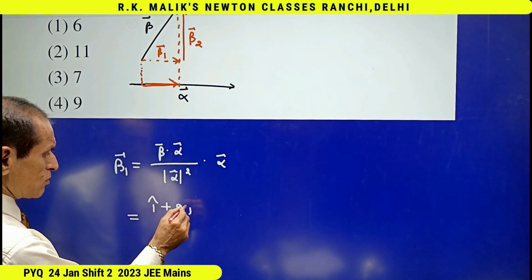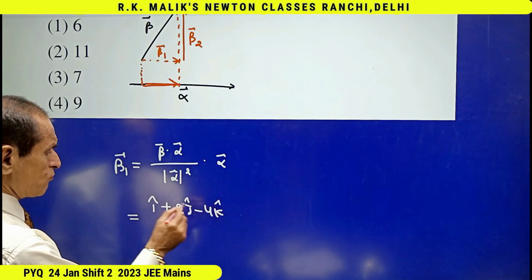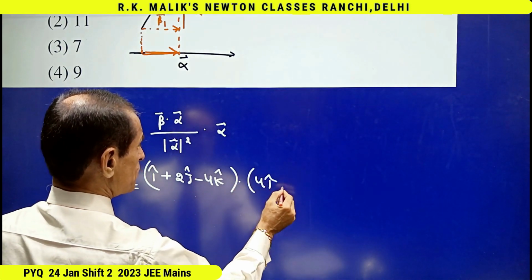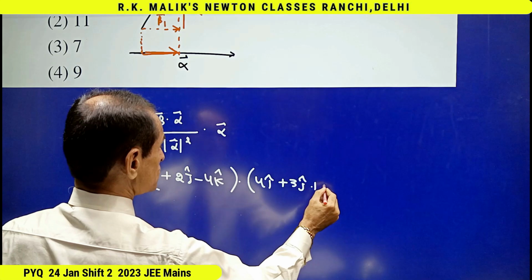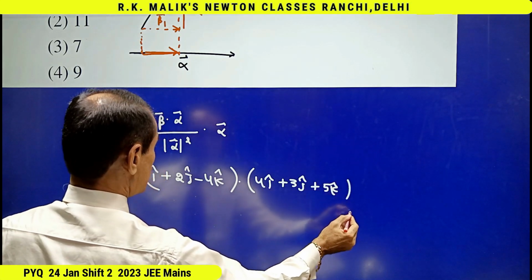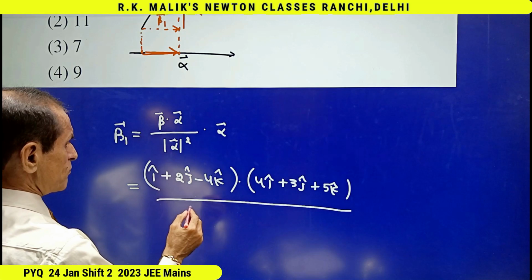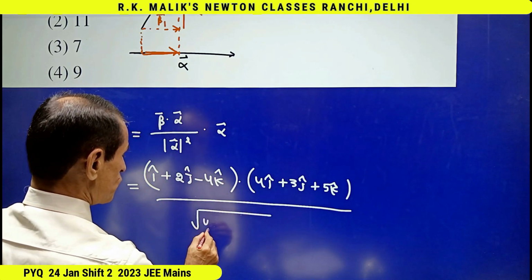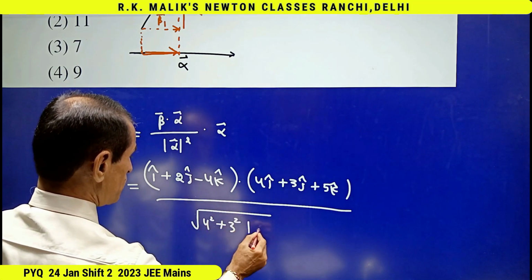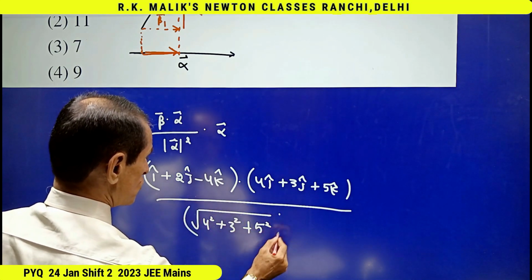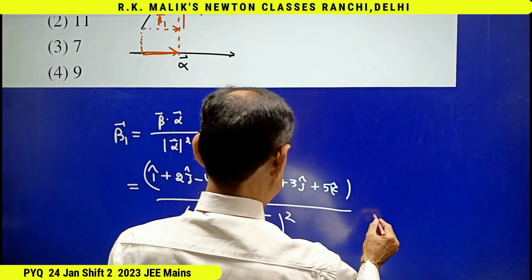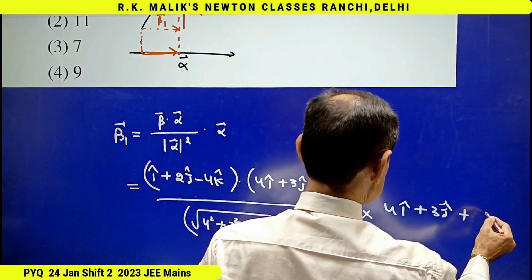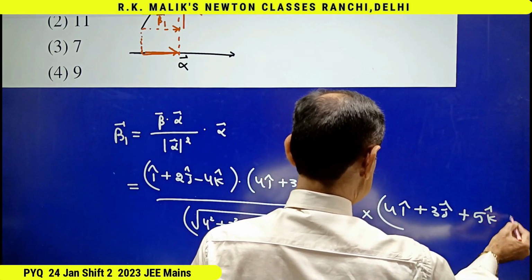i plus 2j minus 4k dot 4i plus 3j plus 5k upon mod alpha square, that is under root 4 square plus 3 square plus 5 square whole square into 4i plus 3j plus 5k.